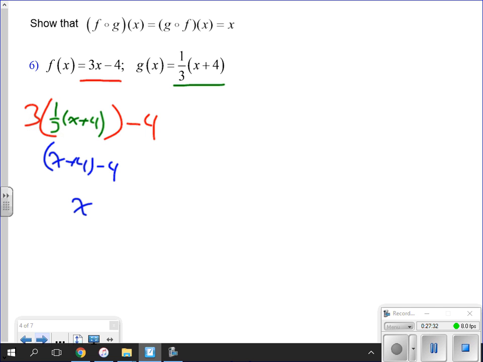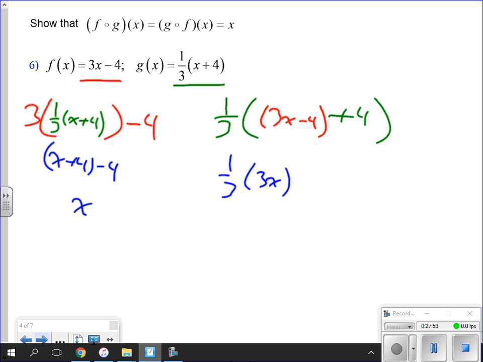Now I need to do the same thing, g composed of f. So I have to take 1/3 of whatever f of x is and add 4 to that. And simplify that down. So inside the parentheses, 3x minus 4 plus 4 is what? 3x. So I have 1/3 times 3x, which is x.